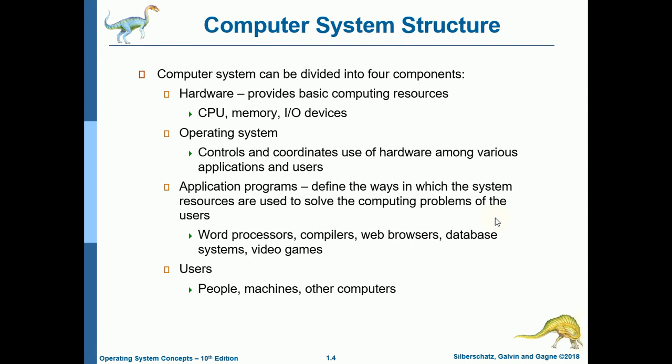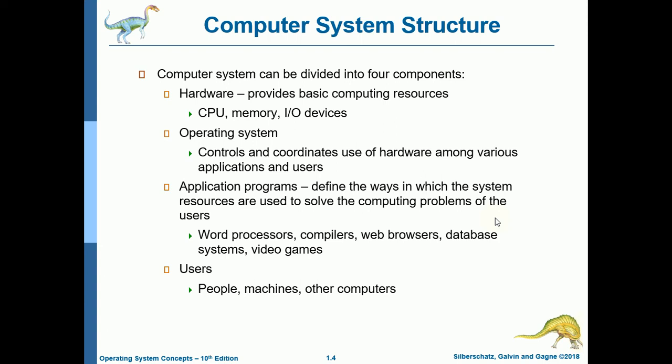First, we have the computer system structure. A computer system can be divided into four components, namely hardware, operating system, application programs, and users. The first component is the hardware. It provides basic computing resources, such as the CPU, memory, and I/O devices. The operating system controls and coordinates use of hardware among various applications and users. If you're going to correlate, the operating system is like a manager, if an OS is a person.